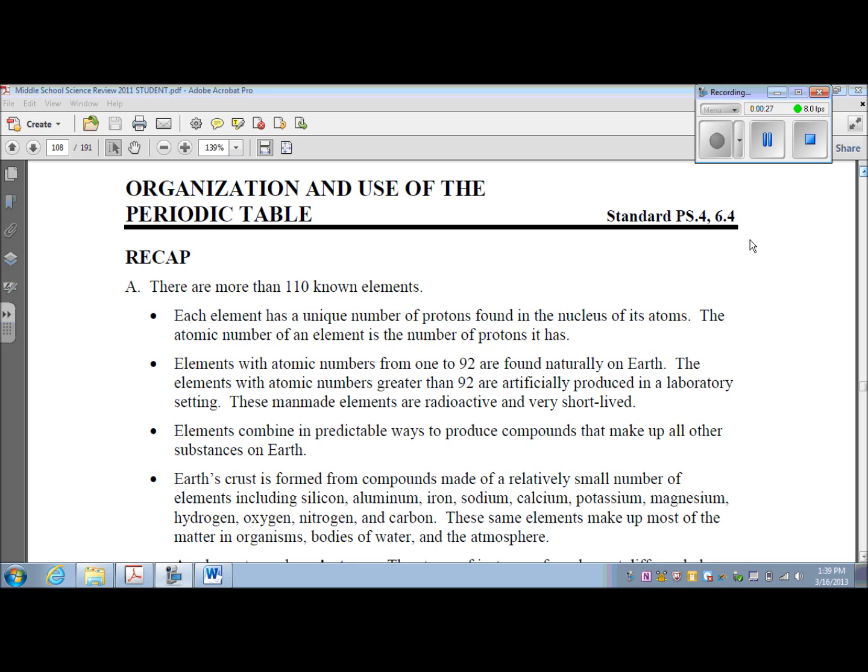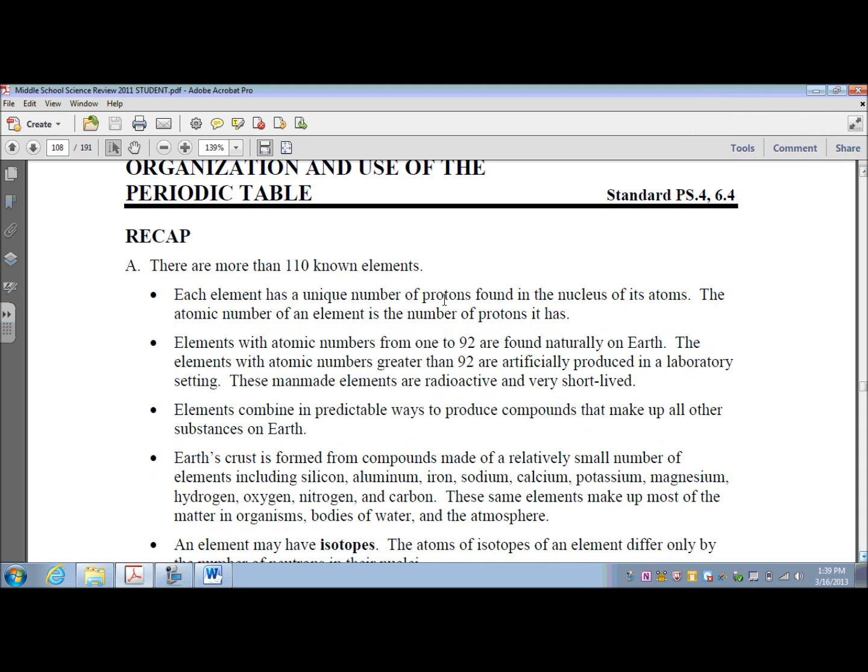The elements with atomic numbers greater than 92 are artificially produced in a laboratory setting. These man-made elements are radioactive and very short-lived. Elements combine in predictable ways to produce compounds that make up other substances on Earth.